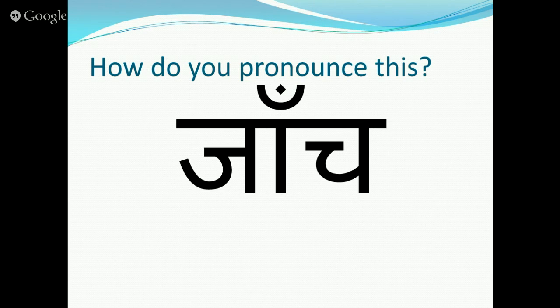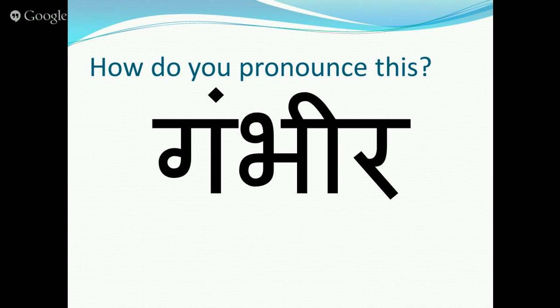How about this? The same as the previous word. So what should be ja, because of the Chandra Bindu has become ja, followed by cha. So this is janch, janch. There is no N sound here. It's a nasalized vowel. Janch. How do we pronounce this?